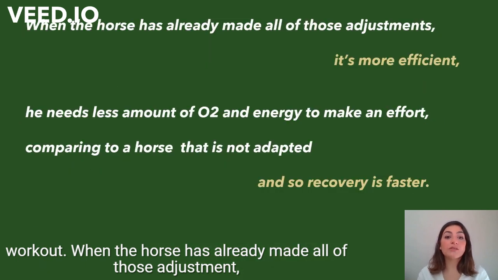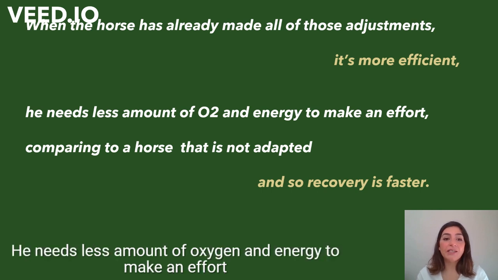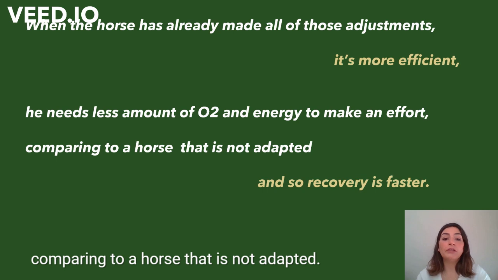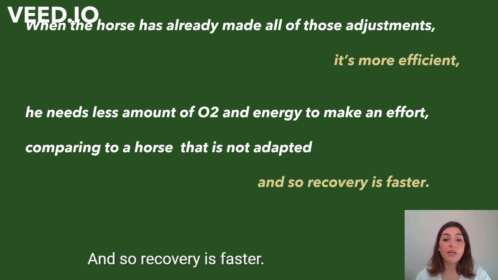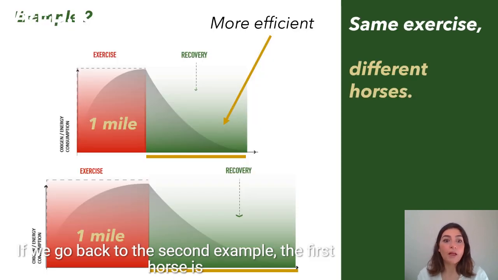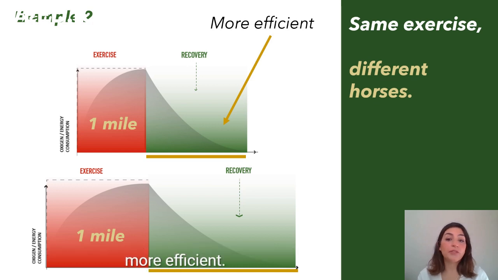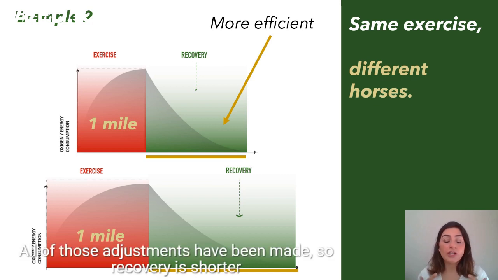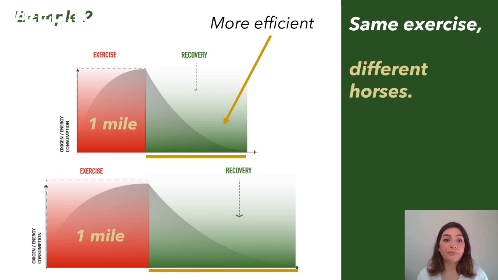When the horse has already made all of those adjustments, it's more efficient. It needs less oxygen and energy to make an effort, compared to a horse that is not adapted. And so recovery is faster. If we go back to the second example, the first horse is more efficient. All of those adjustments have been made, so recovery is shorter.